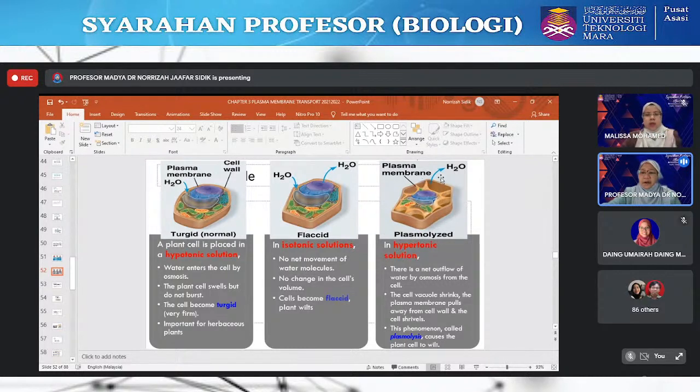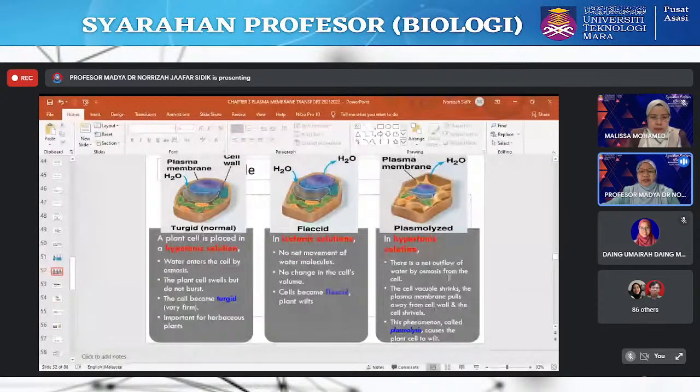There is a contraction of the protoplast of the plant cell as a result of loss of water from the cell. So there is a net outflow of water by osmosis from the cell. The cell vacuole will shrink. As you know, plants have a large vacuole. If more water flows out, the plasma membrane will pull away from the cell wall, and the cell will shrivel.